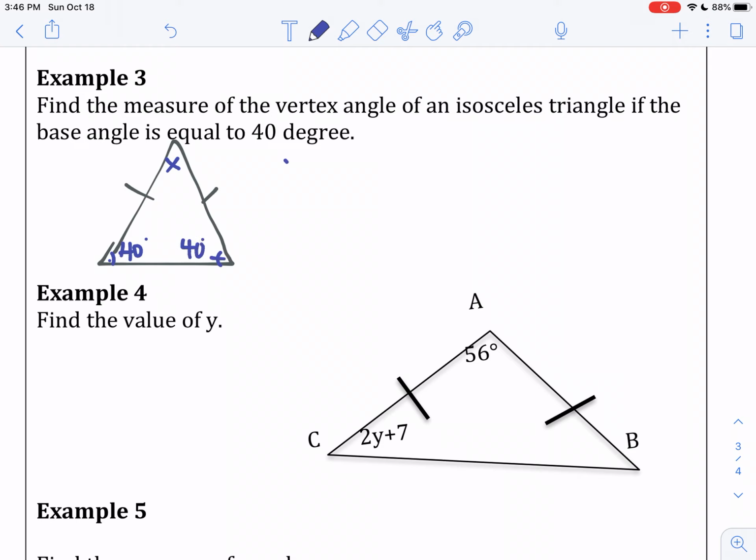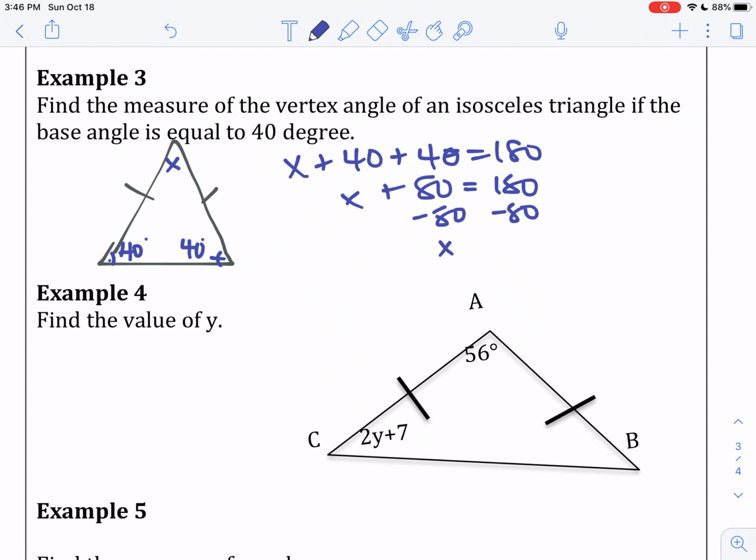So I can do this algebraically. x plus 40 plus 40 is equal to 180. So x plus 80 equals 180. I can subtract 80 on both sides of my equation. So x is equal to 100. So the missing angle measurement is 100 degrees.